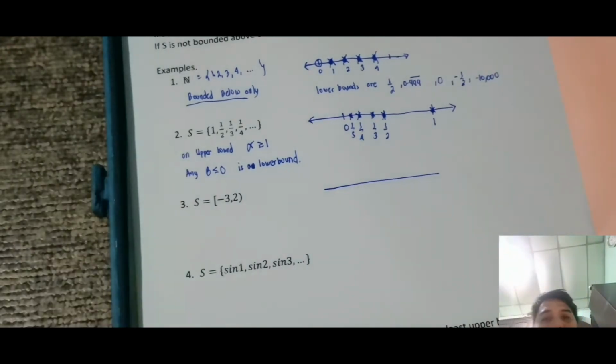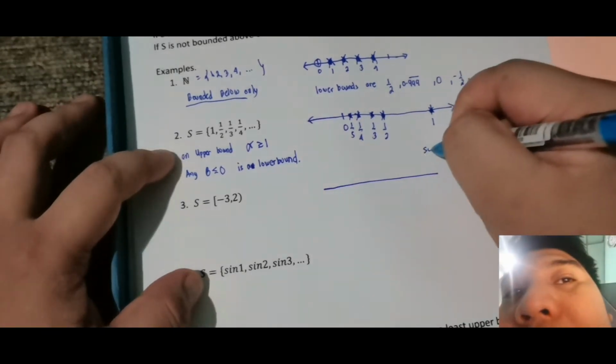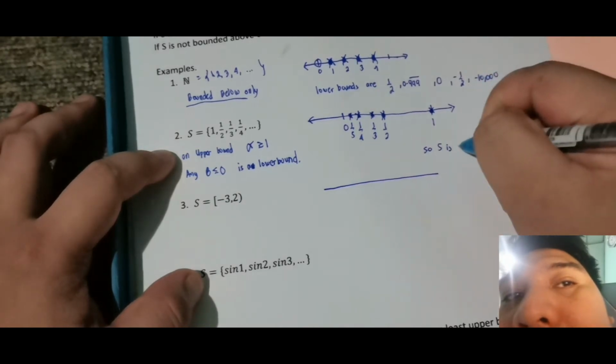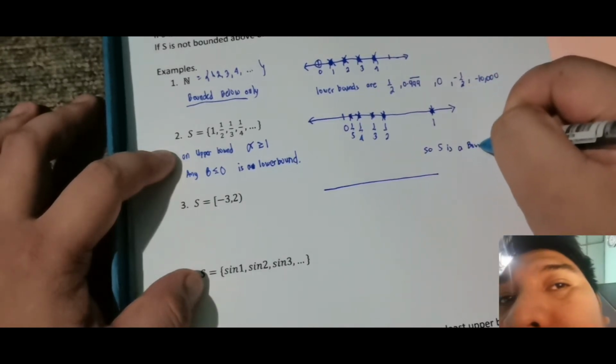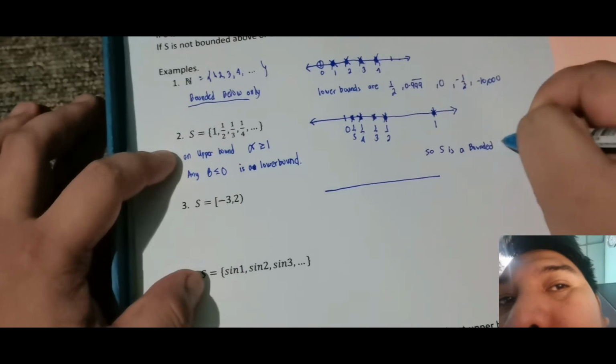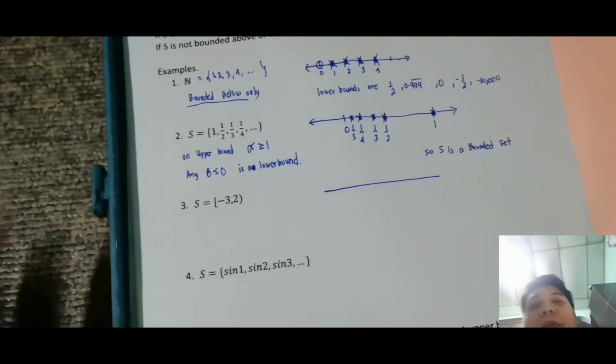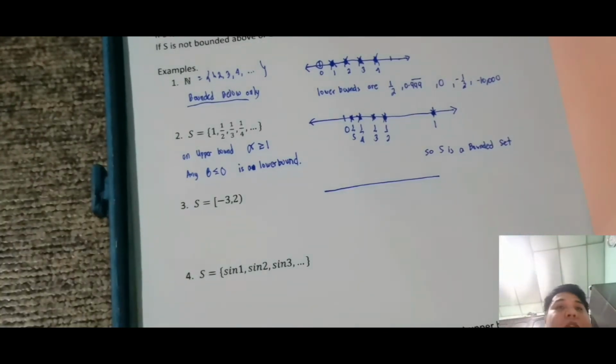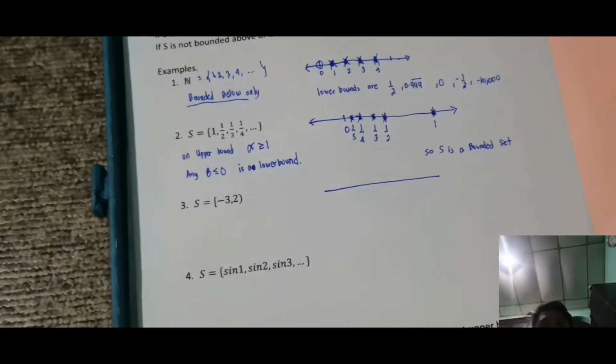By the way, for S, what can you say about S? Since it has an upper bound and it has a lower bound, therefore S is bounded. Okay, so S is a bounded set. Why is it a bounded set? It has an upper bound, meaning it is bounded above. It has lower bounds, meaning it is bounded below. So therefore, S is a bounded set.